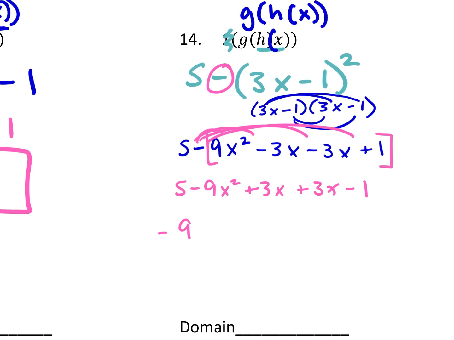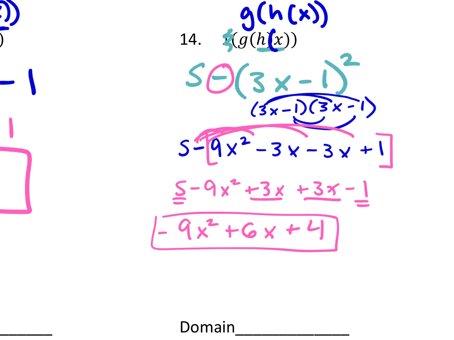Now we can combine our like terms. So I have negative 9x squared. What's 3x plus 3x? 6x. And 5 minus 1? 4. It's negative 9x squared plus 6x plus 4.